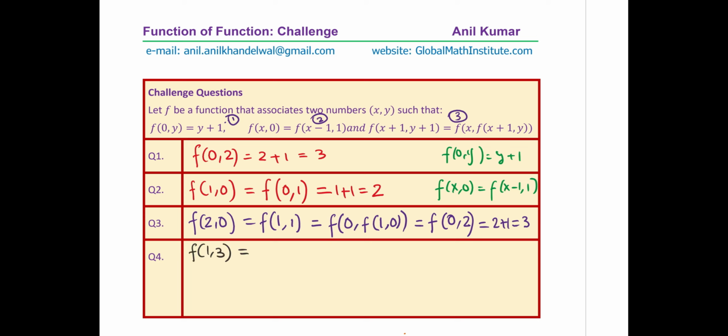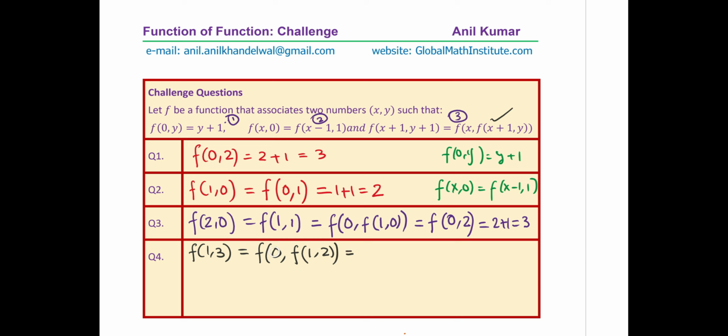I would like you to now pause the video, answer this question, and then check with my solution. So as soon as I have f of 1, 3, I know I have to apply the third formula because there is no 0 in x or y position. So that formula tells me that the x value can be reduced by 1, and so we get 0 here, and the y value will be another function which relates with the original x value 1 and y value this time reduced by 1. You get the idea.